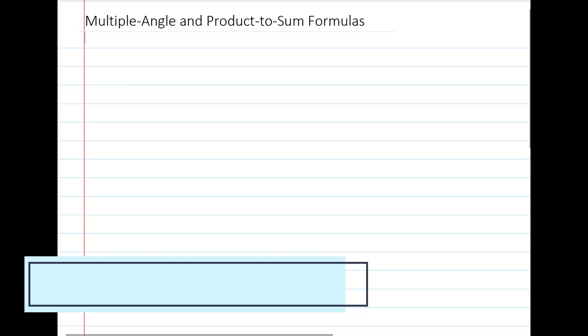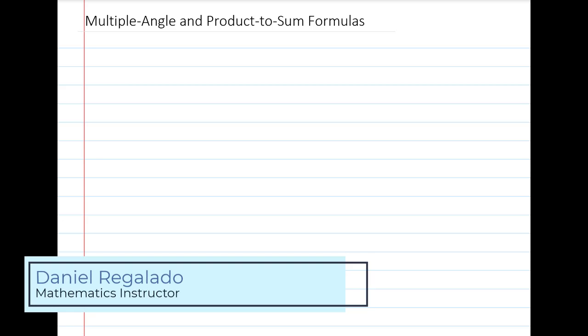Alright guys, in this section we're going to be discussing multiple angle and product to sum formulas. In the previous section we introduced sum and difference identities, and we're going to use those formulas to derive more trigonometric identities. We're going to have four major categories. The first one will involve functions with multiple angles. Then we'll have identities that involve squares of trigonometric functions. Third category would use half angles, and then we'll have product to sum and also sum to product formulas.